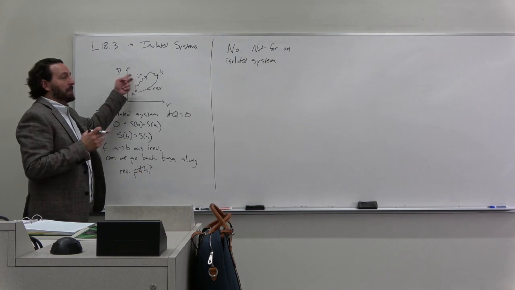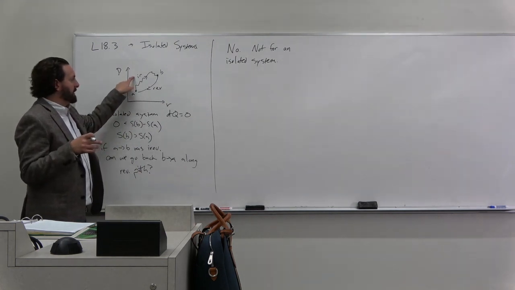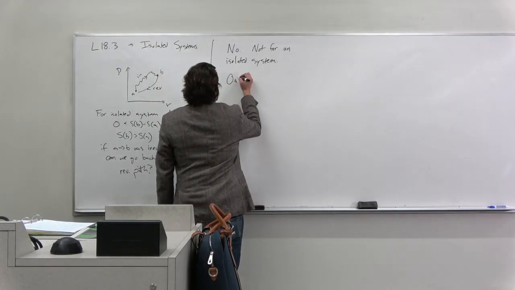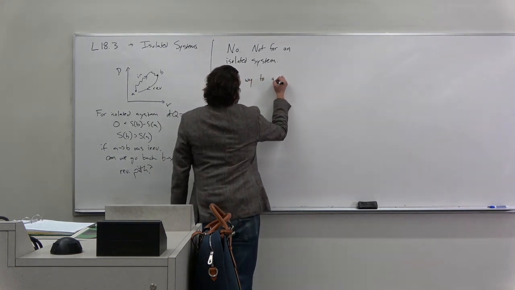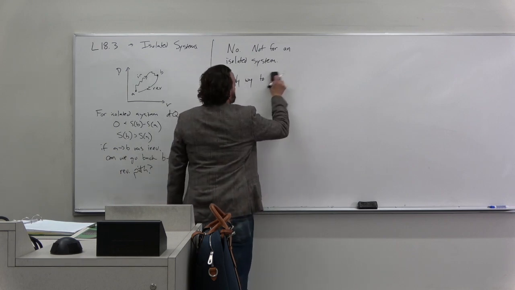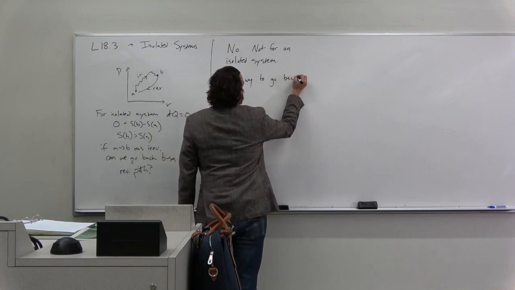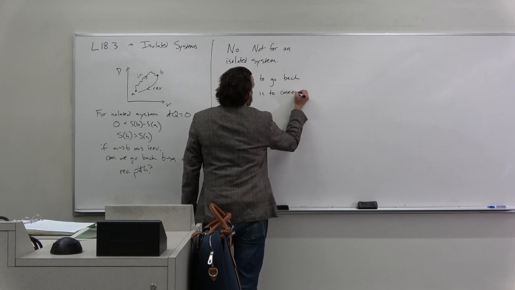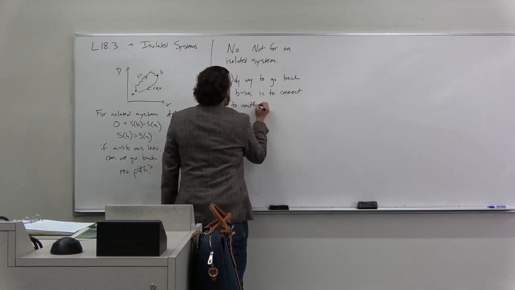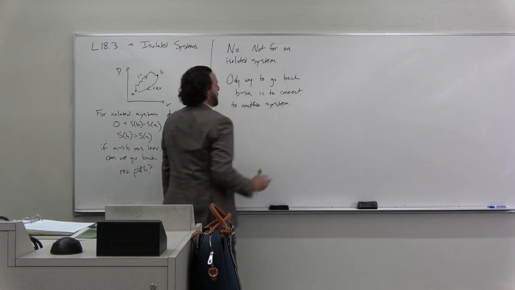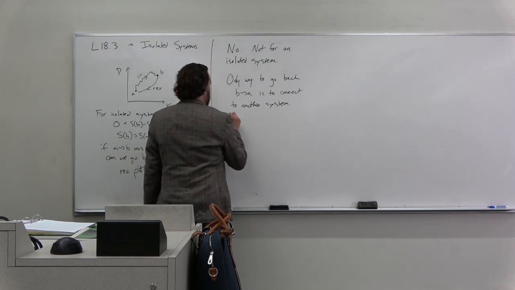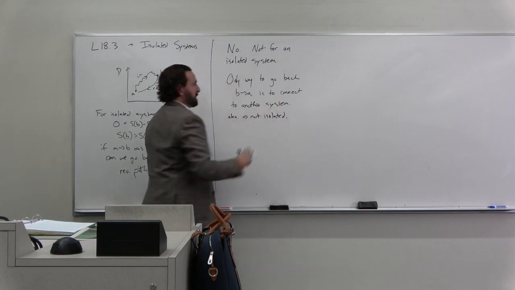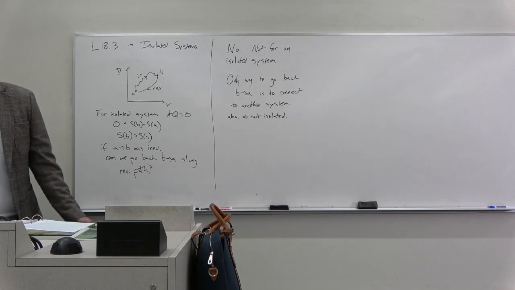I mean, it's even right there in the name. It was irreversible. We did something irreversible to our system, and we can't get it back. The only way to go back from B to A is to connect to another system. We have to make our system not isolated. We would have to unisolate our system to do that.